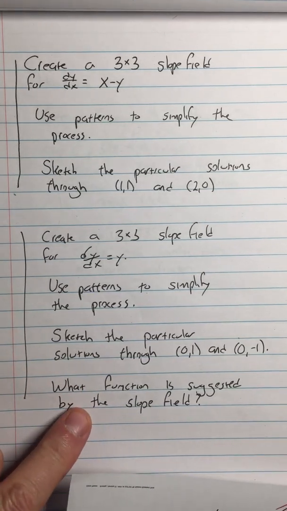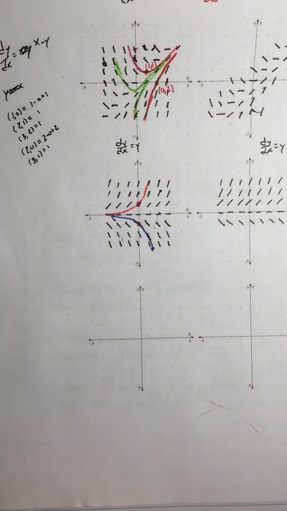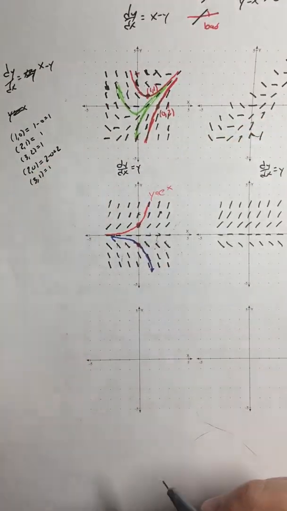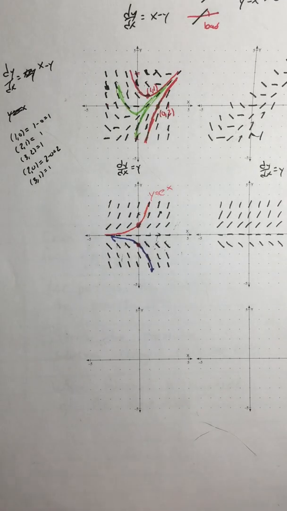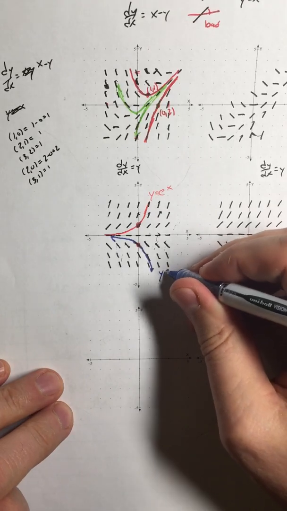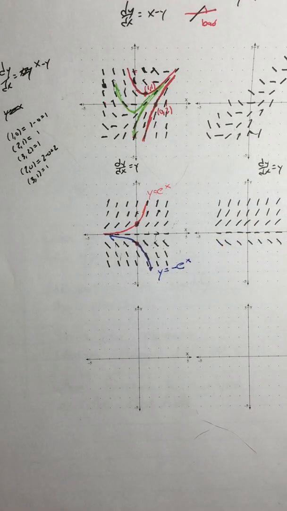Okay. What about this? What function is suggested by the slope field? What functions does this look like? Well, it looks like y equals e to the x, doesn't it? And so this one down here is y equals negative e to the x. Yeah. So that's basically what we're looking at here.